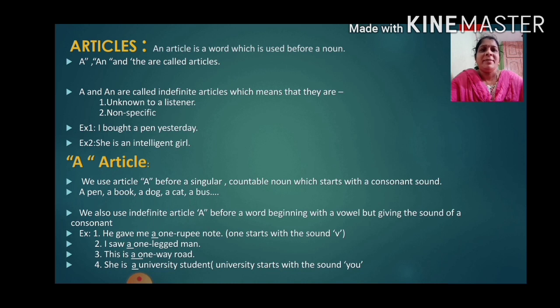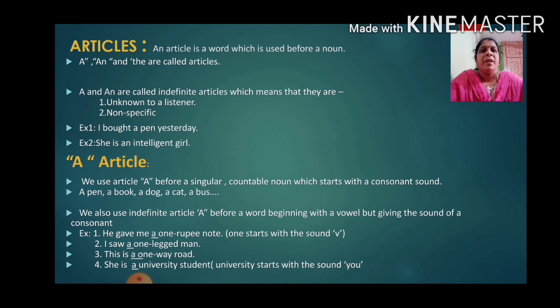So let's see some examples here. I bought a pen yesterday. Here we are talking about a pen in general, not specifying any particular pen. The next one, she's an intelligent girl. So in these two cases, we are using a and an, which are non-specific. Now let's talk about each article in detail.